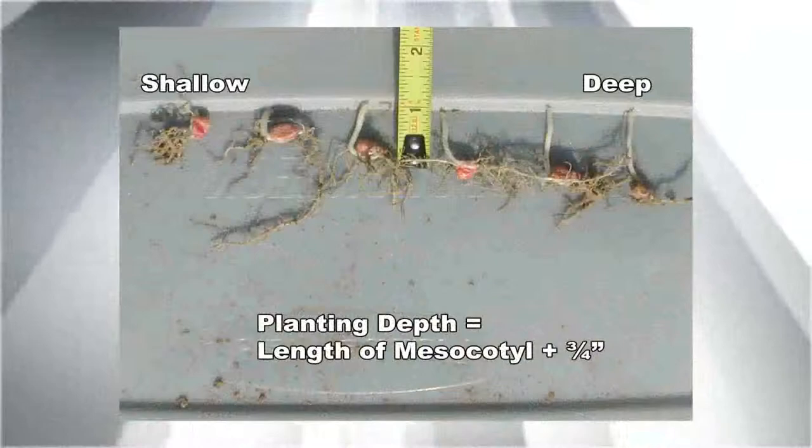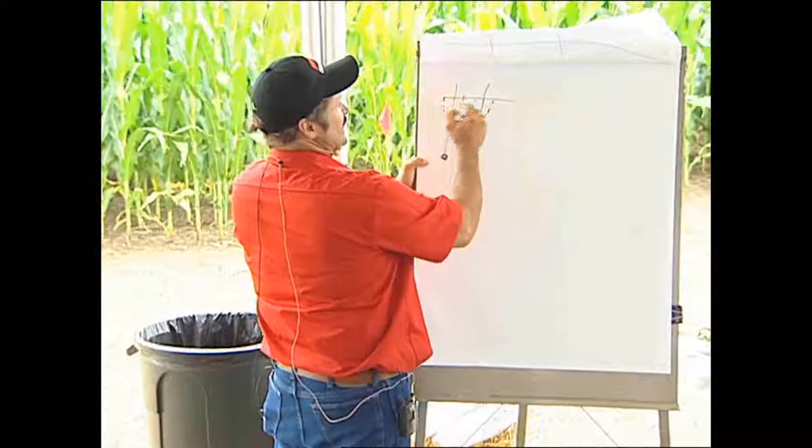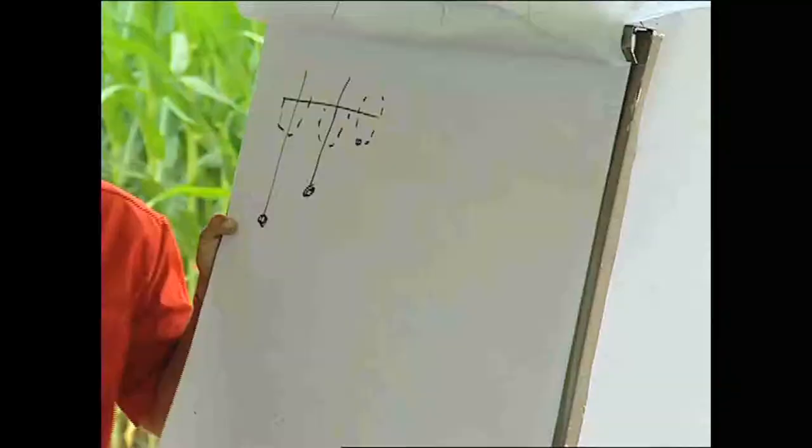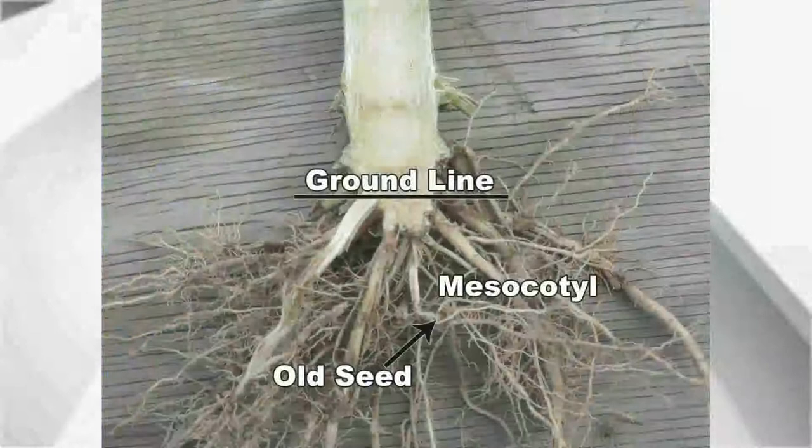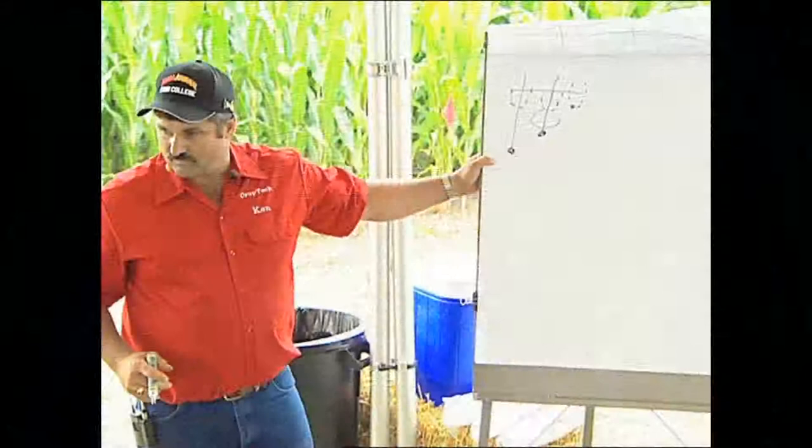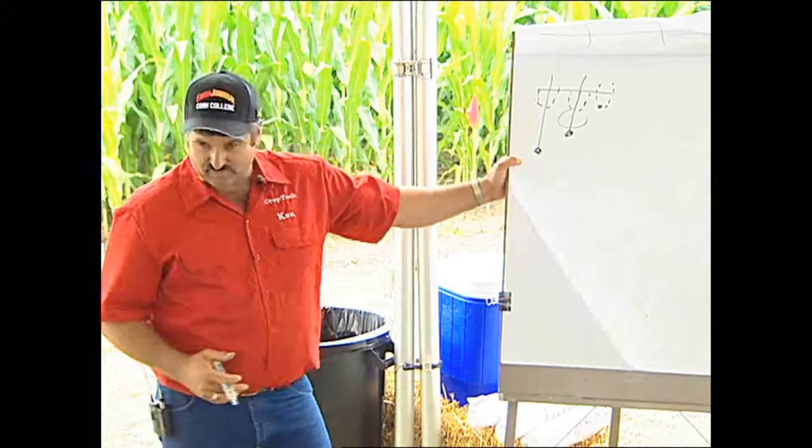If we plant deeper, that mesocotyl is just going to be longer, and the crown's going to be in the same spot. If we plant too shallow, that crown's going to be on top of the ground. What I'm going to be checking is, do my little plants have the same length of mesocotyl as my big plants? Because planting depth is going to drive emergence, especially when we're planting in cool soils. Did I maintain uniform depth?